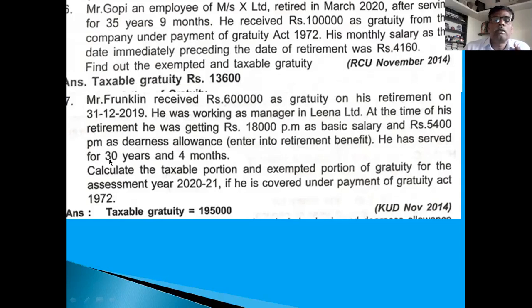And number of years served is 30 years, 4 months is nothing but 30 years. Okay, you calculate gratuity covered under Gratuity Act 1972. First point, 6 lakh. Second point, 20 lakh. Third point, 23,400 into 15 divided by 26 into 30. Least of the three is exempted. You calculate. Answer is given in the last. You see the answer and solve it.